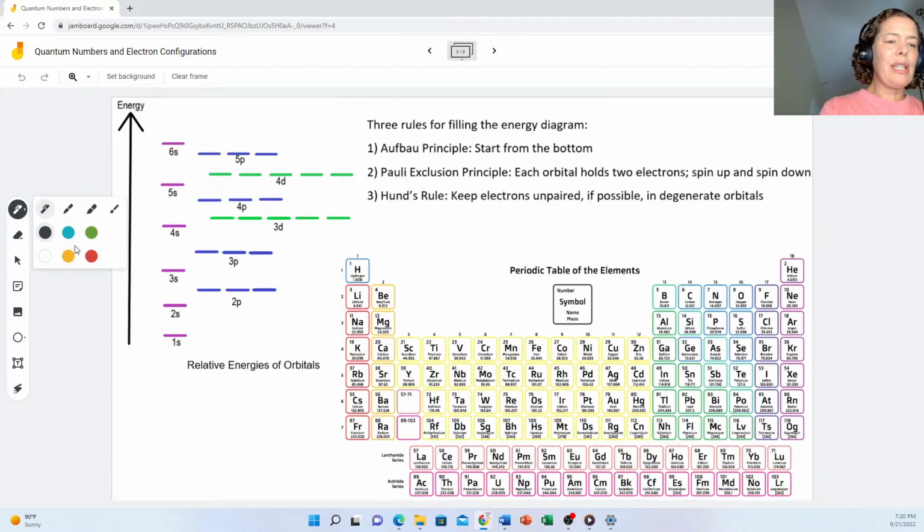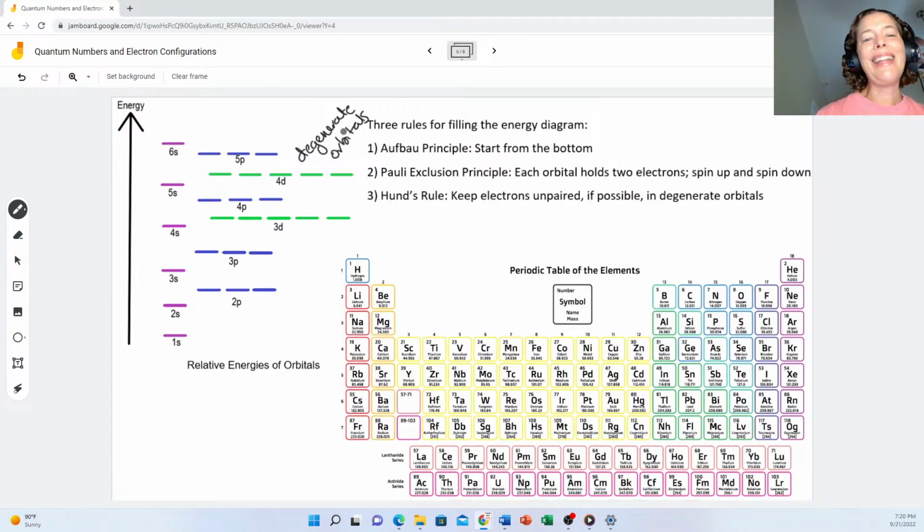So let's actually write that in. Maybe I'll write it in black. So these are degenerate. Let's put it up here. These are degenerate orbitals. And it doesn't mean they're bad. It just means they have the same energy. I always thought it meant that they were somehow inferior.